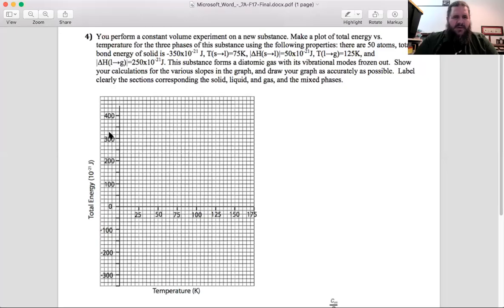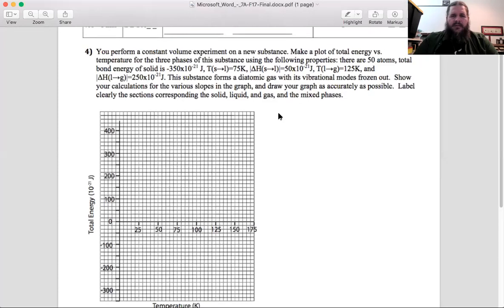Another one I wanted to get to, at least get a start on, is this one with the graph of temperature versus energy. Because I've been seeing a lot of people ask about this in the Discord. That we have some mysterious new substance. We've got a whole bunch of values about it. We know how many atoms there are. We know the bond energy when it's a solid. We know the melting point, the boiling point, heat of vaporization, heat of melting. And we want to figure out, we want to draw the temperature versus energy graph.